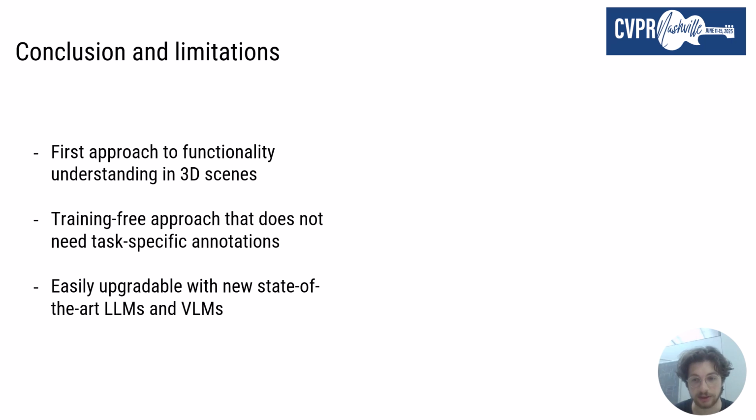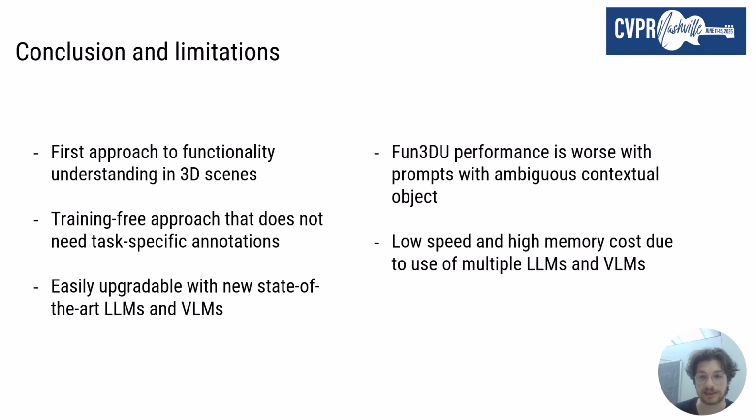There are some limitations to our method. The first is that its performance is worse in case of ambiguities in the contextual object. So for example, if I'm looking to open a specific drawer on a cabinet and there are multiple cabinets. And second, since we use many LLMs and VLMs, the memory cost is quite high and the speed is a bit low. Nonetheless, compared to the baselines, the time and memory costs are similar.